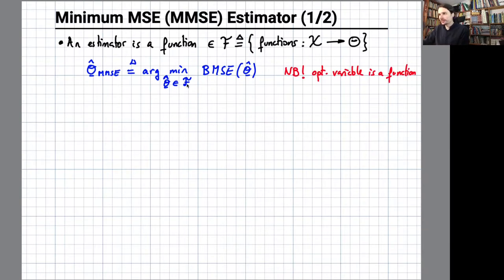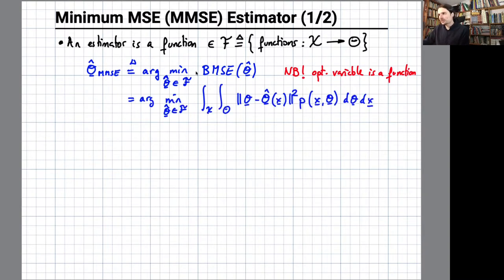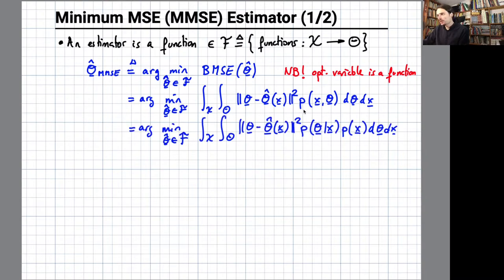So we need to solve this problem where the optimization variable is a function, right? And this in principle doesn't seem straightforward, but we will apply a very interesting trick, as we will see next. So the first step is to use the definition of BMSE, which, remember, is given by this integral here. And now we can replace this joint PDF by the product of the conditional PDF of theta given x times the PDF of x.